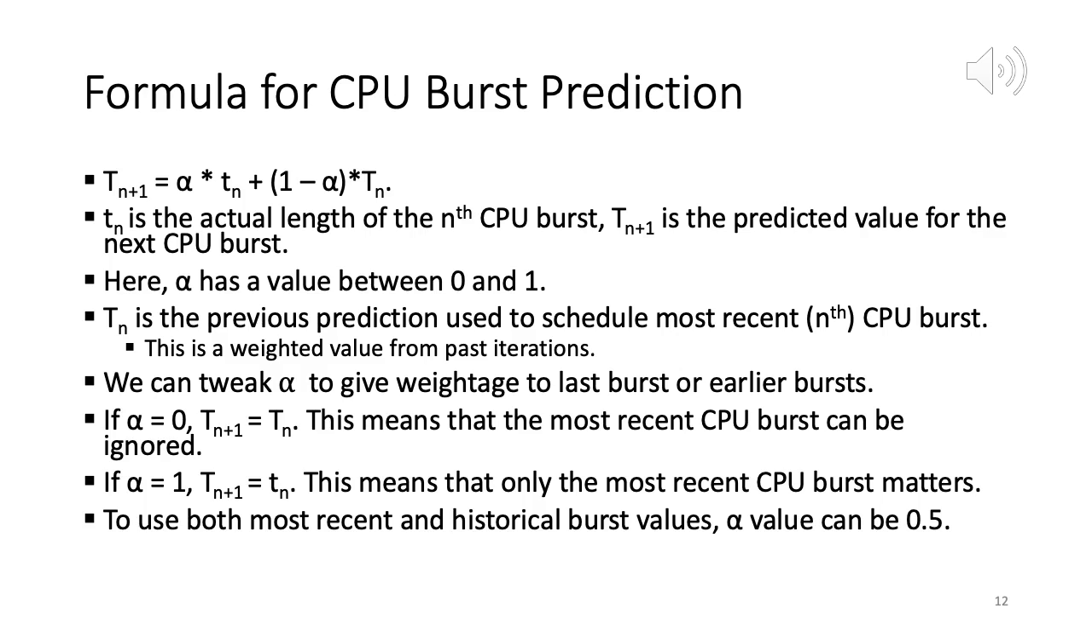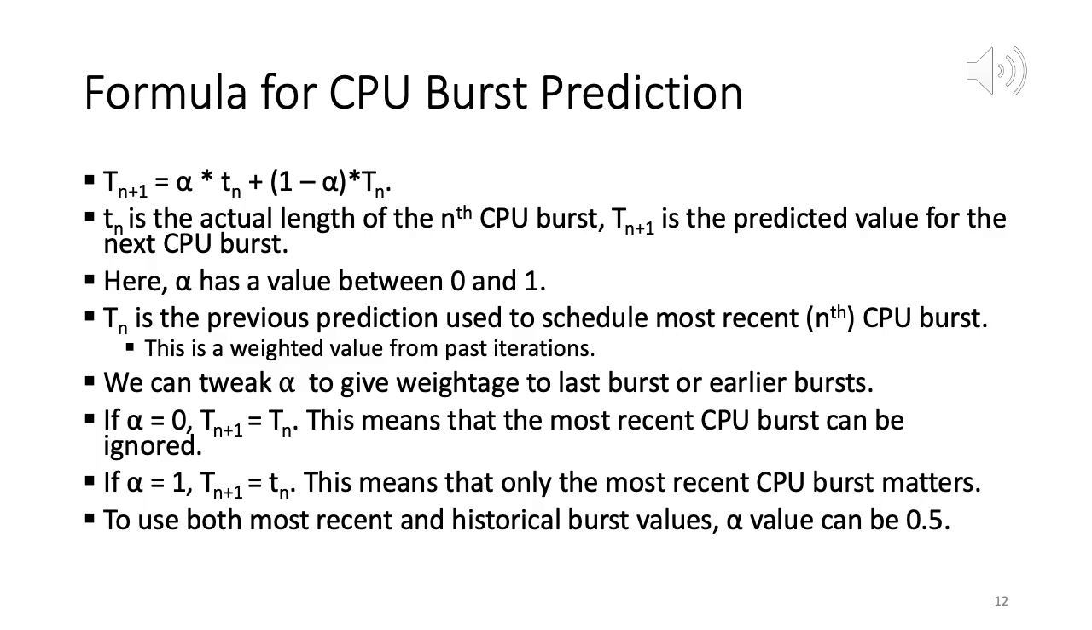Okay. If alpha is 1, then the equation becomes τ(n+1) is equal to Tn, which means the prediction for the n plus 1th CPU burst is equal to the value of the last burst. So the next burst will be exactly the same as the last burst. Okay. So which means only the most recent CPU burst matters. Ones before them, they can be ignored.